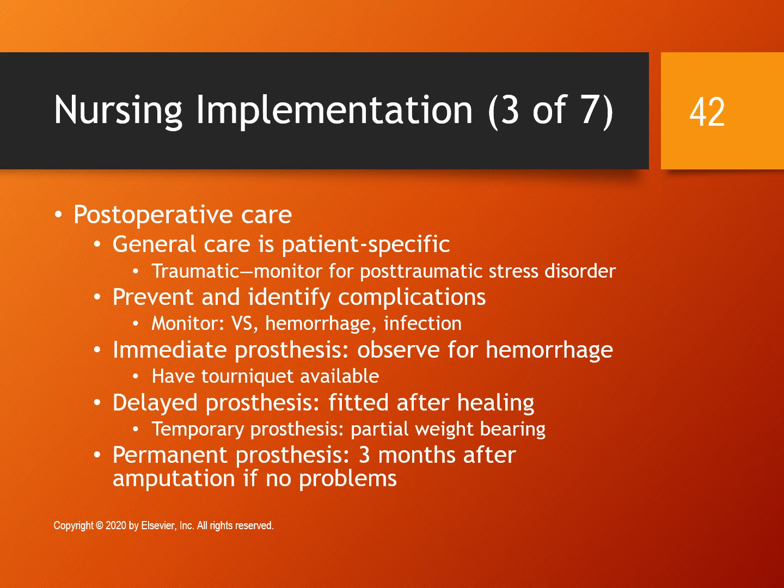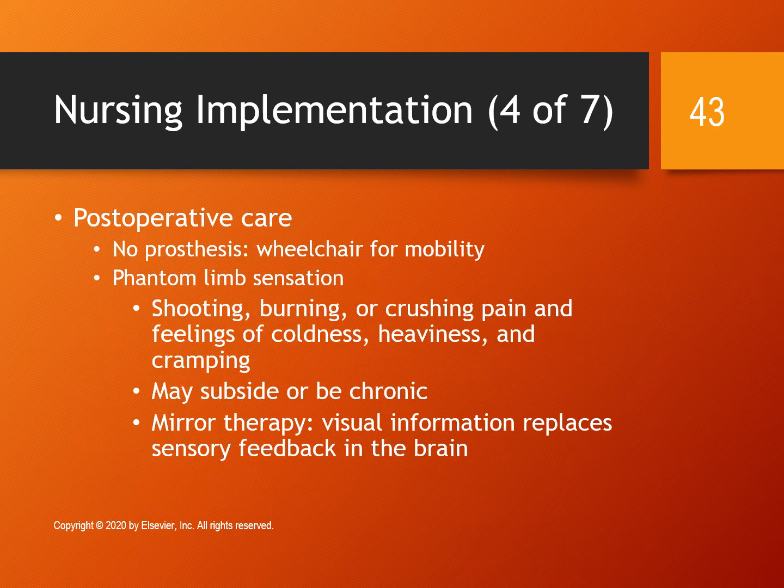Postoperatively, this is going to be patient-specific. If the patient suffered trauma, monitor for PTSD, monitor vital signs, look at the bandage for signs of hemorrhage or infection, and then if the patient needs prosthesis, there's also interventions we'll do for that, which we'll talk more about. If the patient isn't going to need a prosthesis, try to get them a wheelchair so they can still get around.